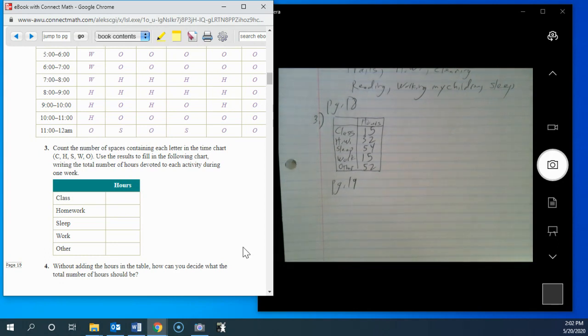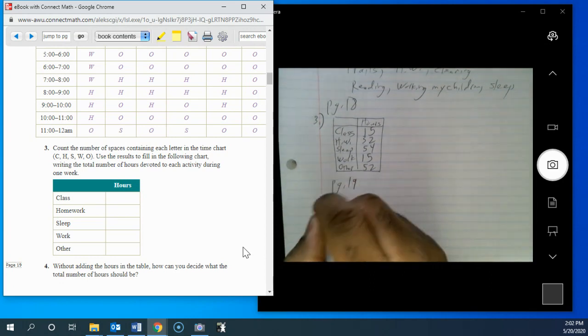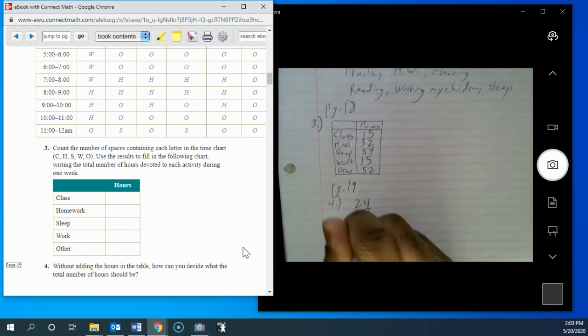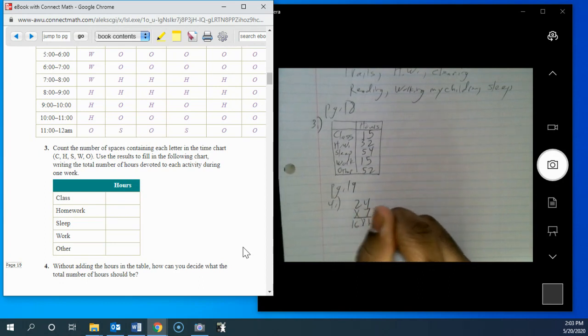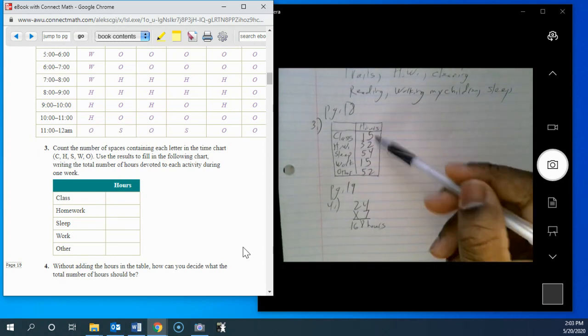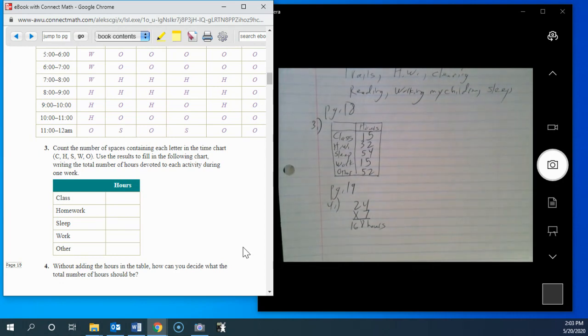Okay, well, I see no one wants to take that leap right now. If we look at this in the sense of 24 hours in one day, times 7 days in a week is 168 hours. That's how many hours you have in a week. So when you add up these values here, it should equal 168, and it does.